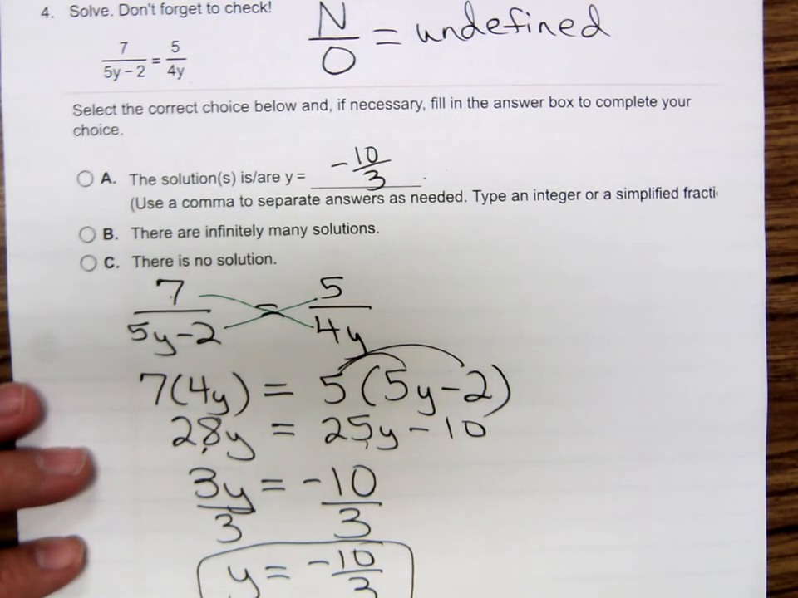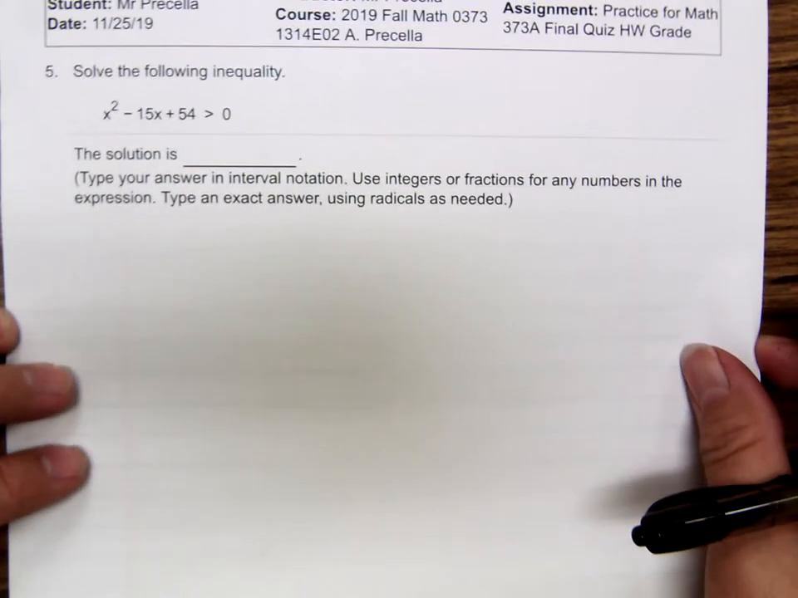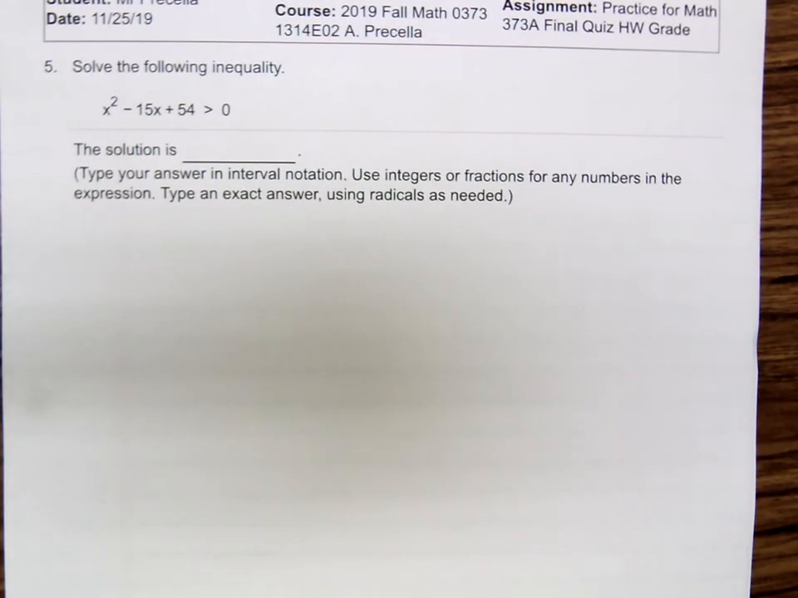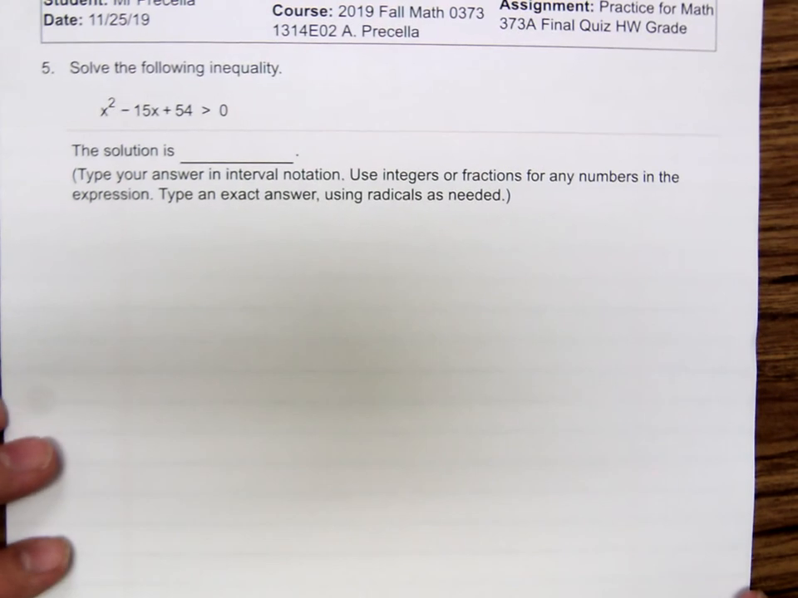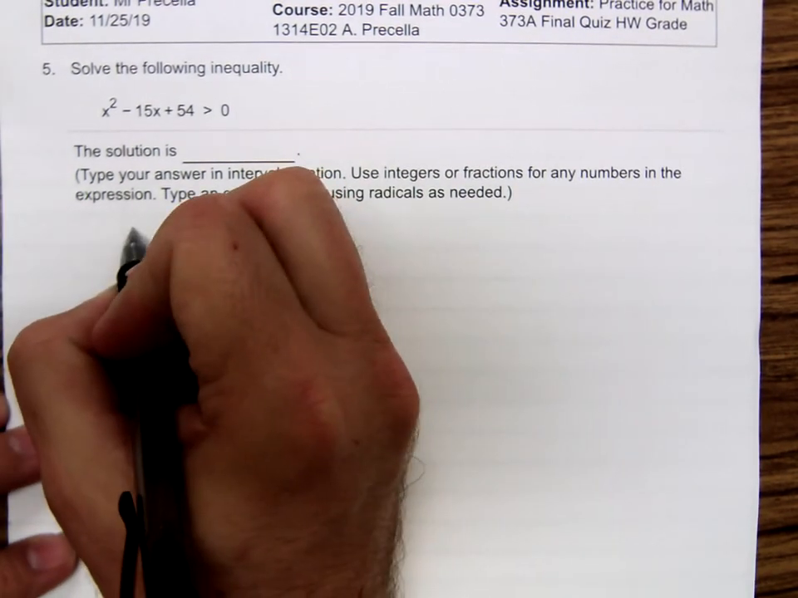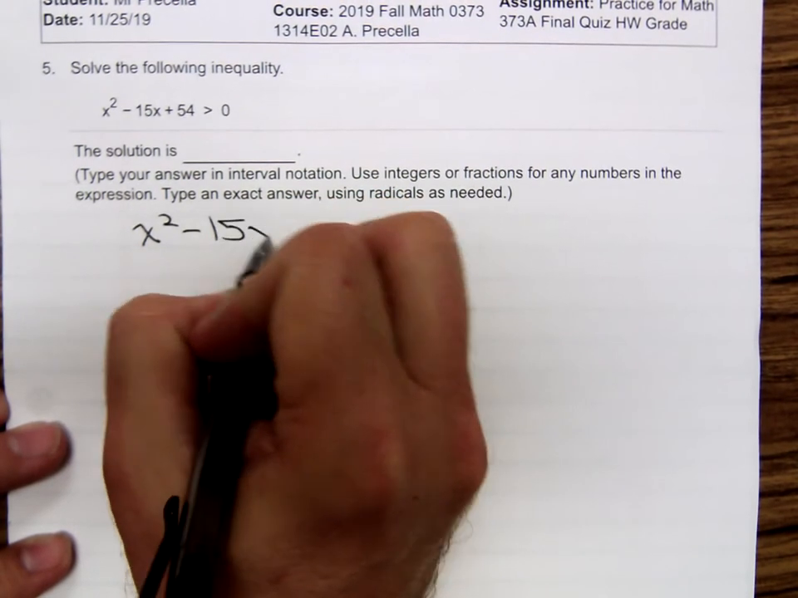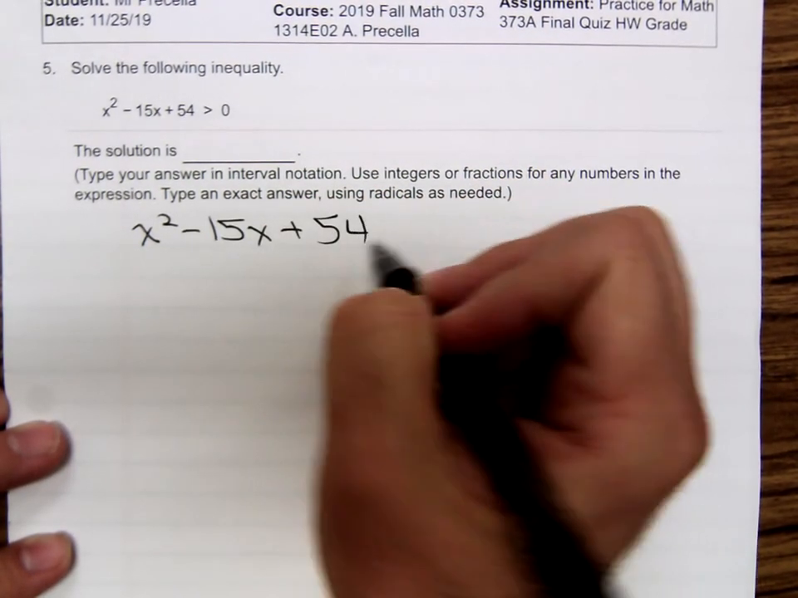Any questions there? What about number 5? Solve the inequality. Oh, who remembers the name of that little process we used to solve inequalities? Cut point method. Yes, we would use cut points to solve these inequalities. Let me write the problem down. X squared minus 15x plus 54 is greater than 0.